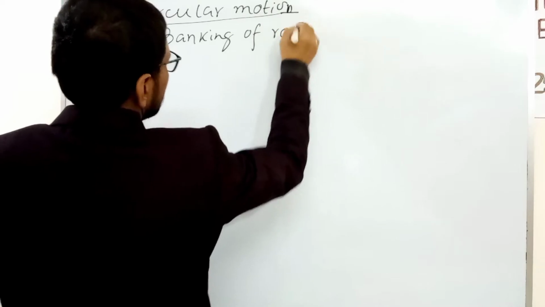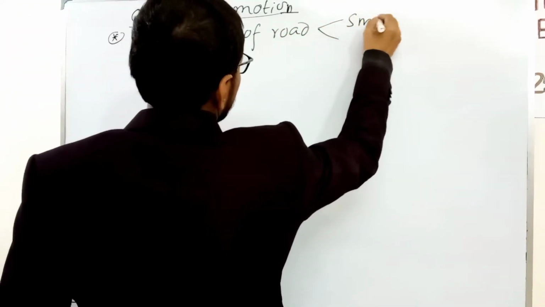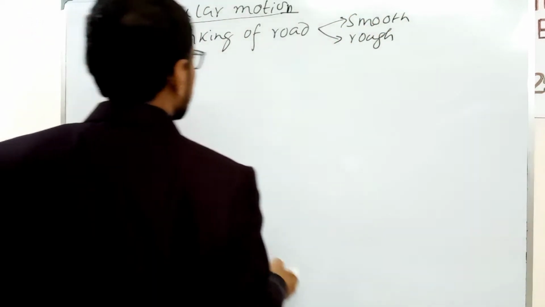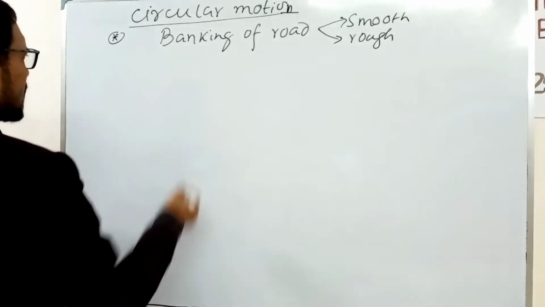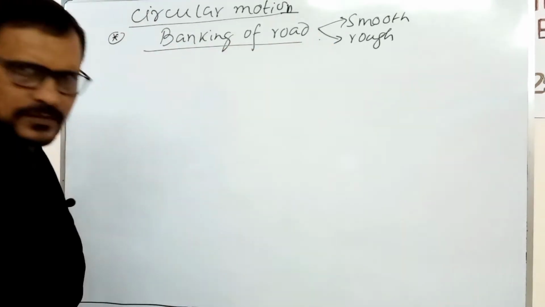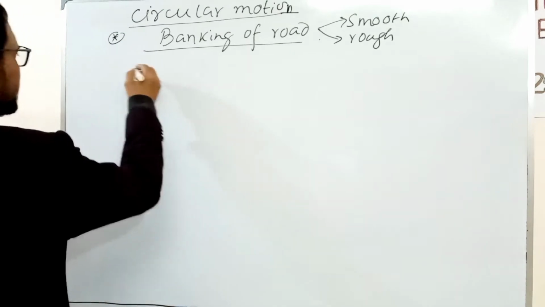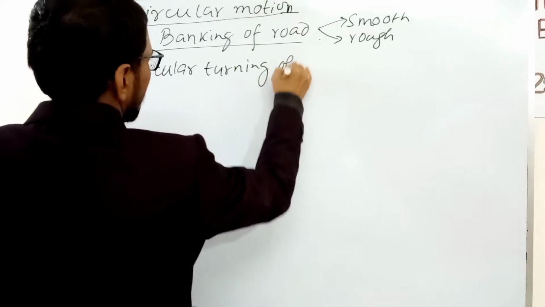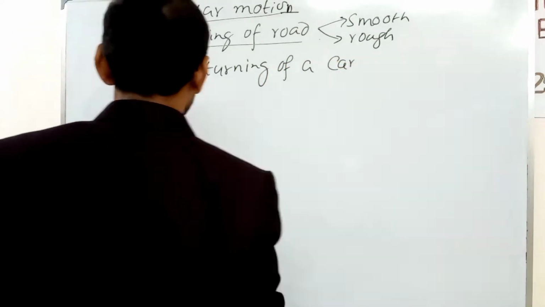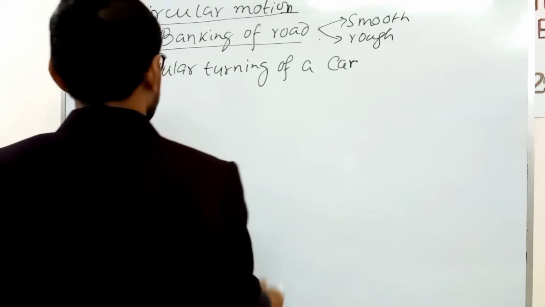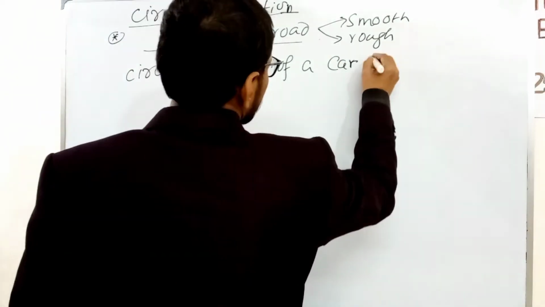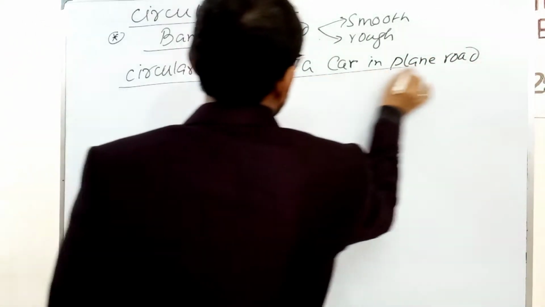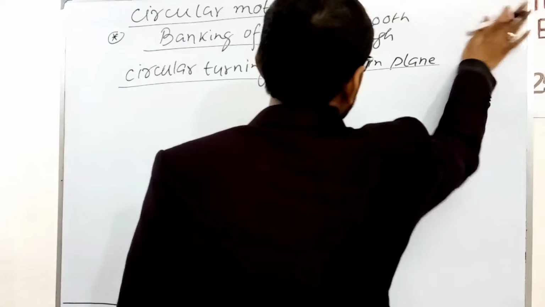Today's topic is banking of road, smooth and rough. Two cases I will discuss. First I discuss circular turning of a car in a plain road, a plain rough road.